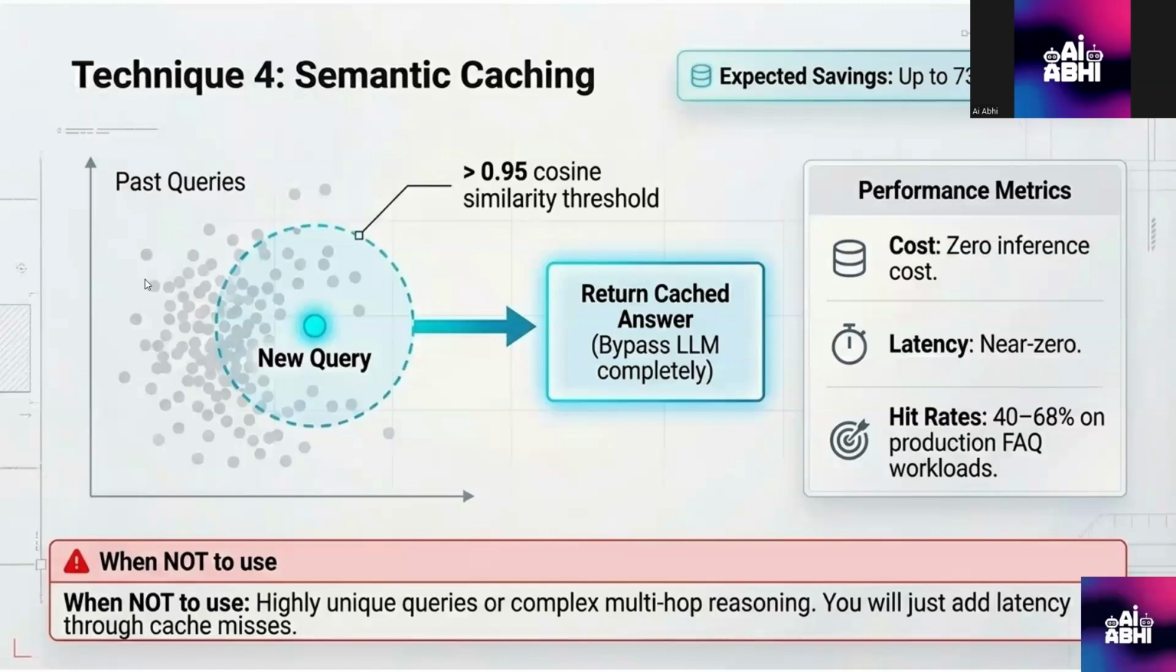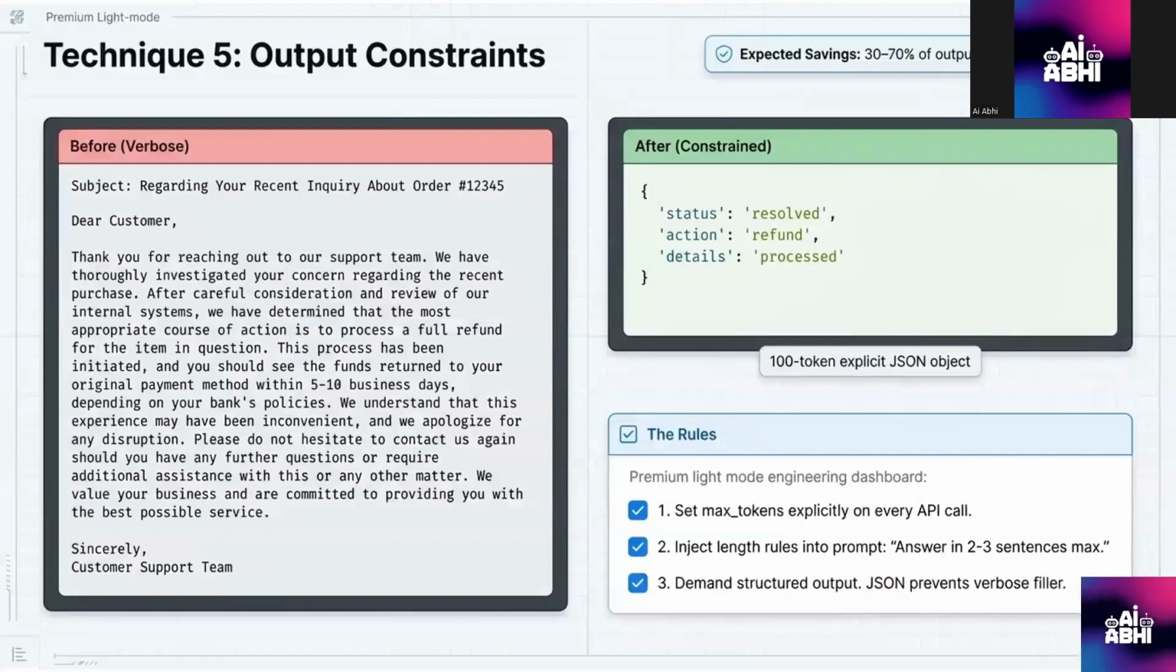The next technique is output constraints. Here the expected saving is around 30 to 70% of the output cost. It is the quickest to implement, but often overlooked because output tokens seem cheap. They are not. Output token cost is also 3 to 5 times more per unit than input tokens, and most LLM outputs are longer than they need to be.